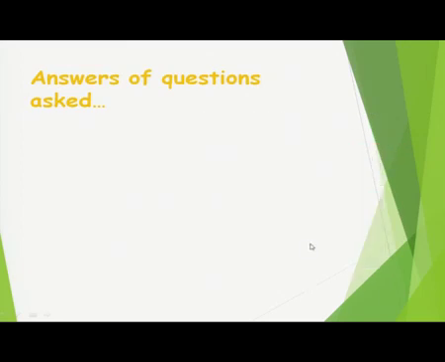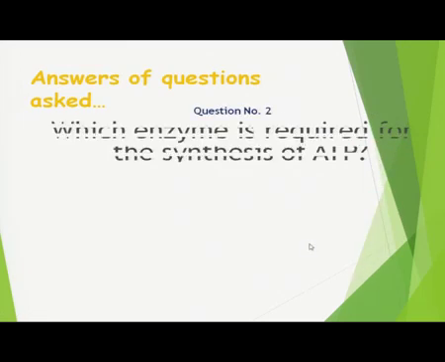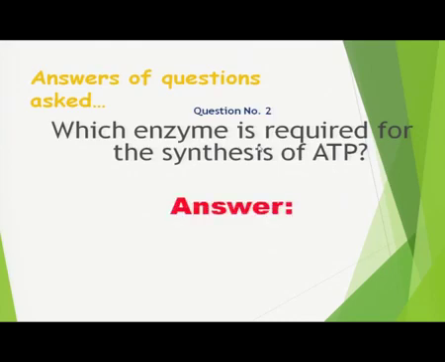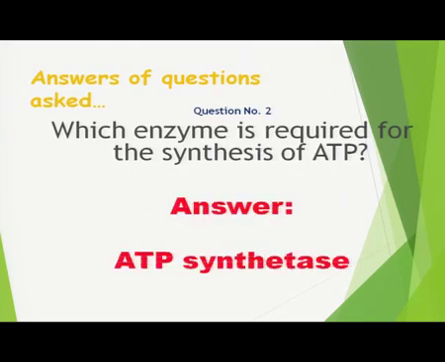Now, question number two is, which enzyme is required for the synthesis of ATP? As the term enzyme suggests, 'ase' is added at the end. So the answer is ATP synthetase, which helps in the formation of ATP with the help of ADP and Pi, that is inorganic phosphate.